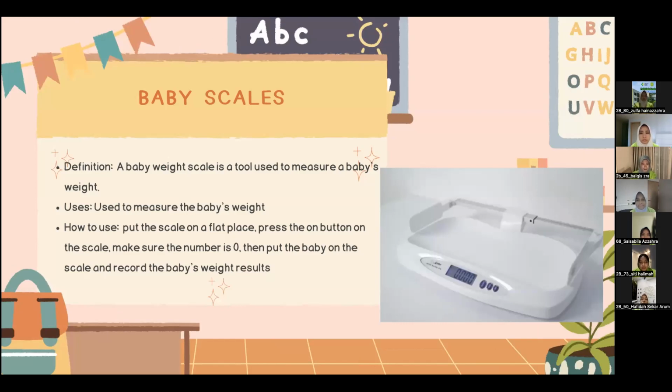Baby scales. Definition. A baby weight scale is a tool used to measure a baby's weight. How to use? Put the scale on a flat place. Press the on button on the scale. Make sure the number is 0. Then put the baby on the scale and record the baby's weight result.